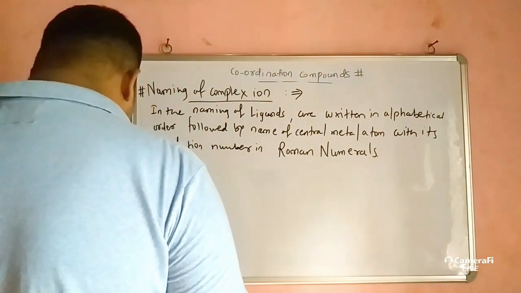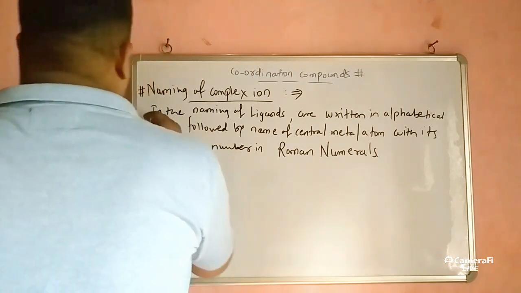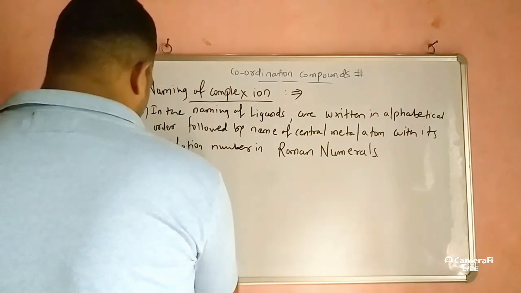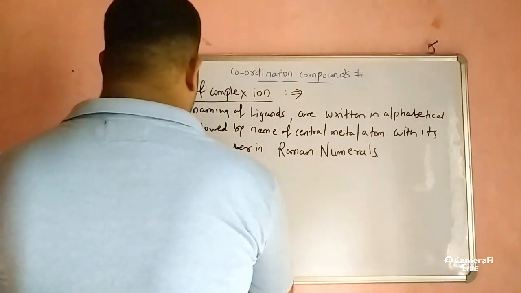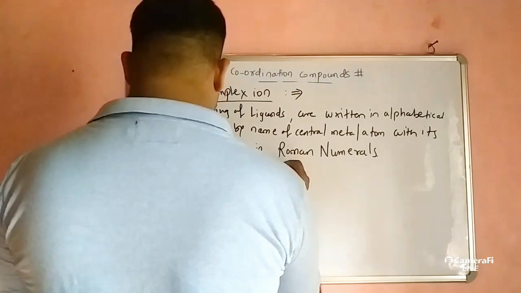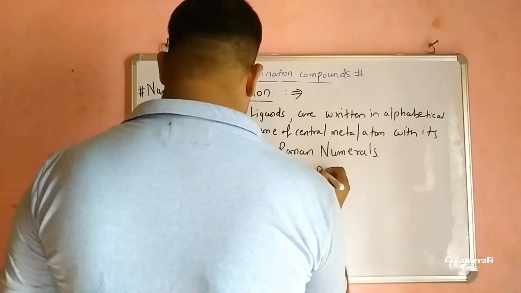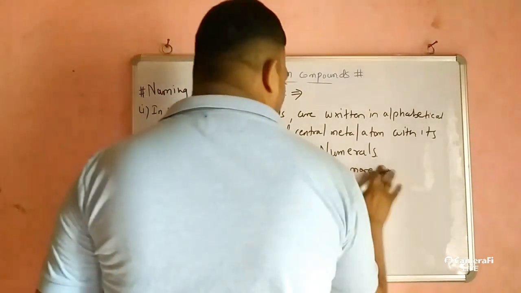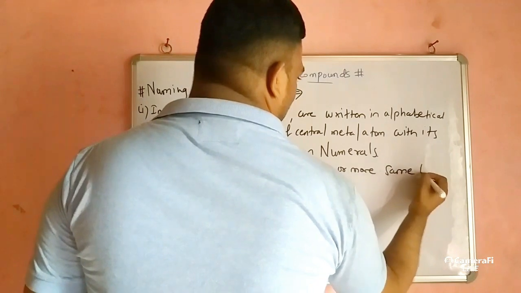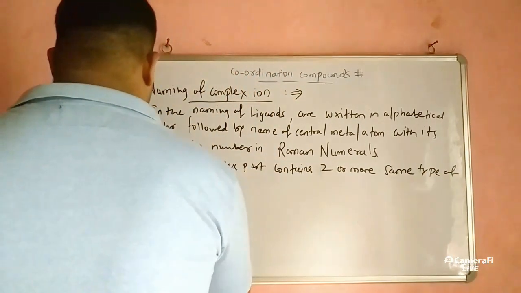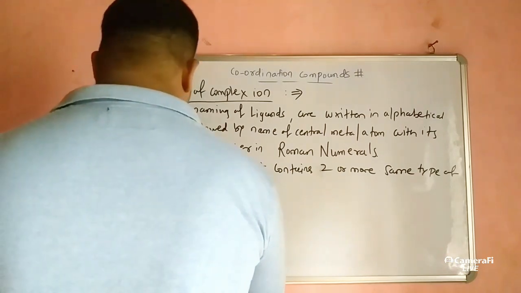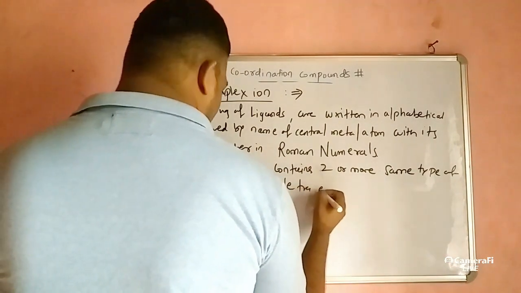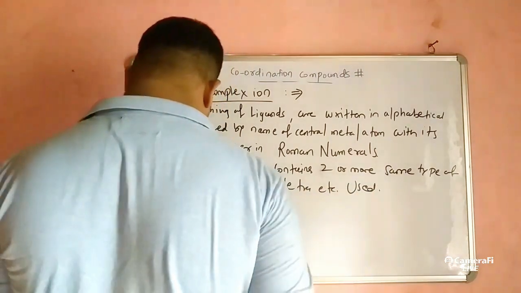If the complex part contains two or more same types of ligands, then we have to use the prefixes di, tri, tetra, etc.